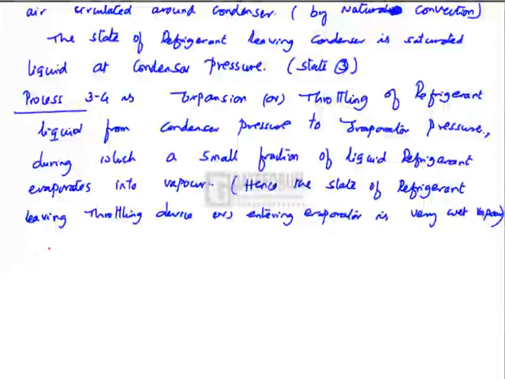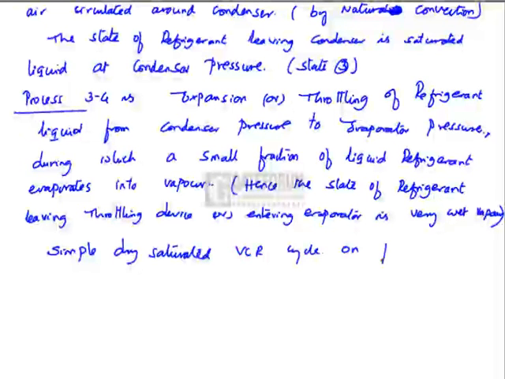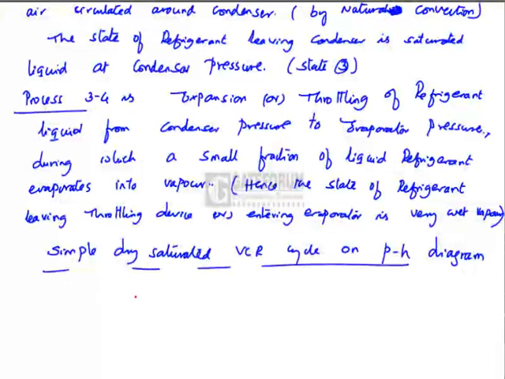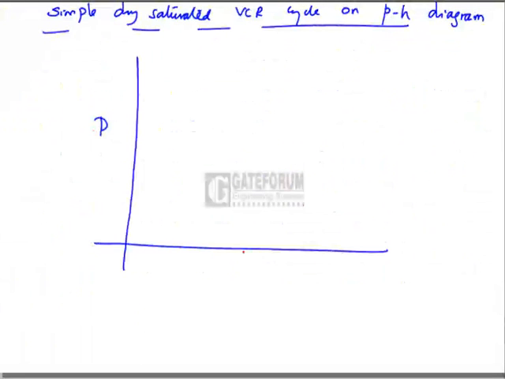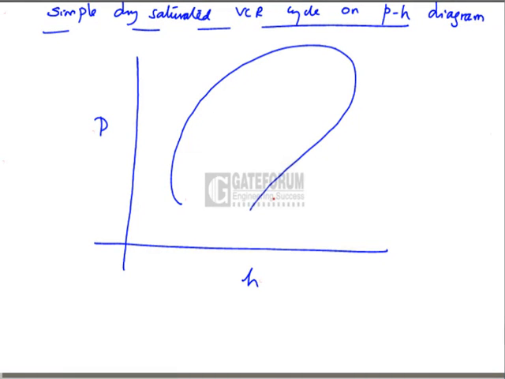Let us indicate simple dry saturated VCR cycle on pressure enthalpy diagram. This is very important diagram. We could understand the cycle on pressure enthalpy chart.